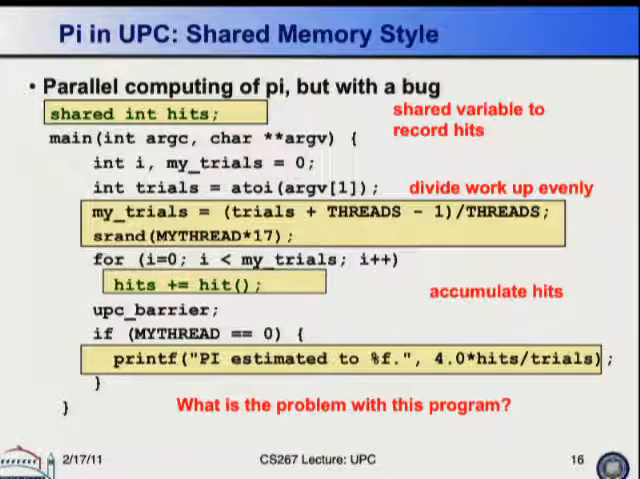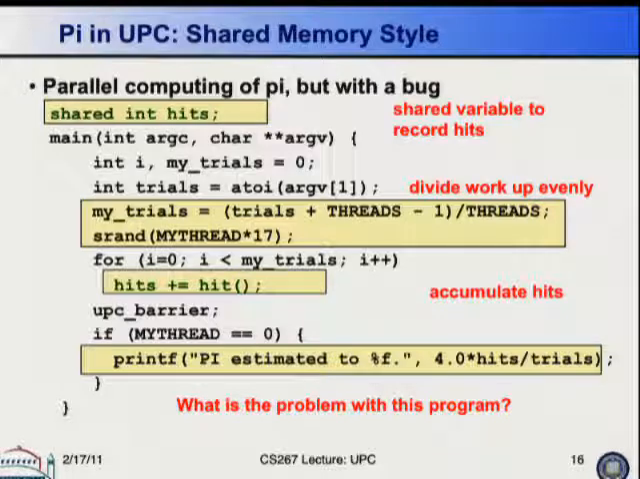Two problems. One is you're accumulating the hits in parallel, and that operation probably isn't going to get the right answer, because while you're updating, someone else will be updating too. Secondly, everyone's hitting this parallel shared variable constantly on every trial, so it's going to perform poorly. Right. Okay.